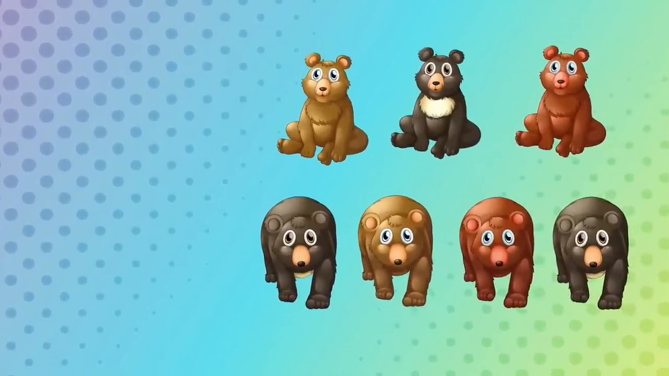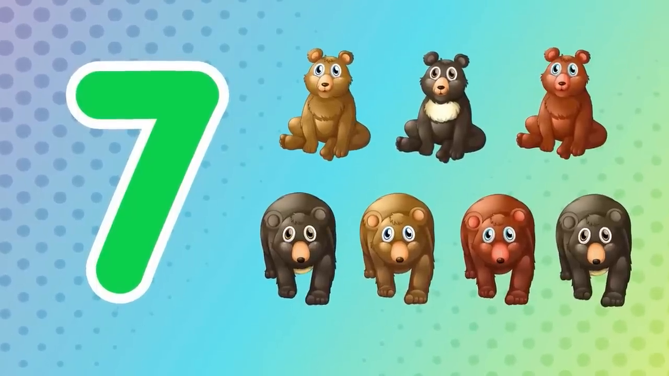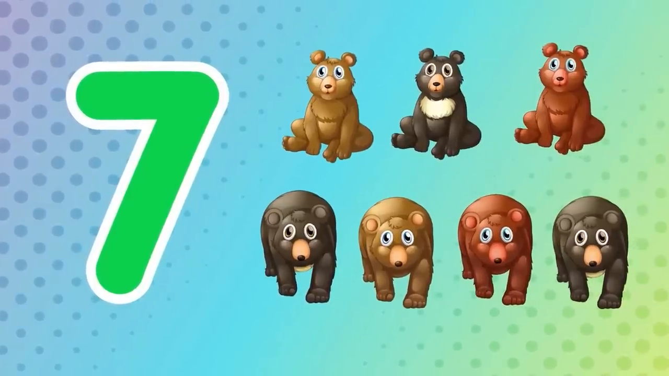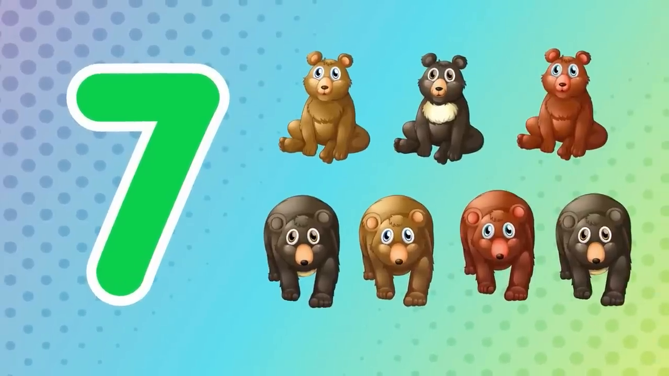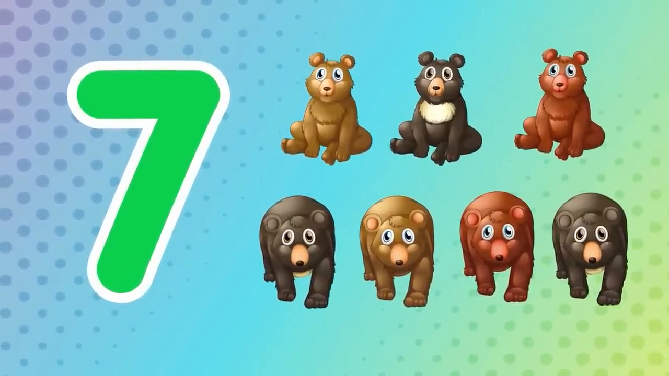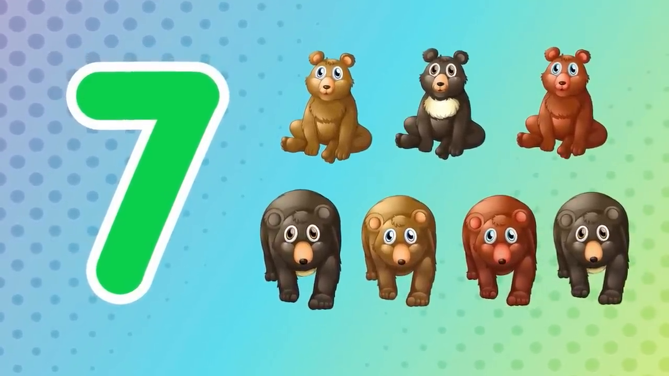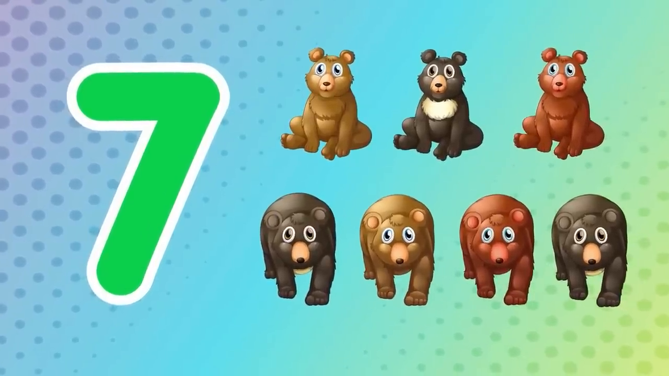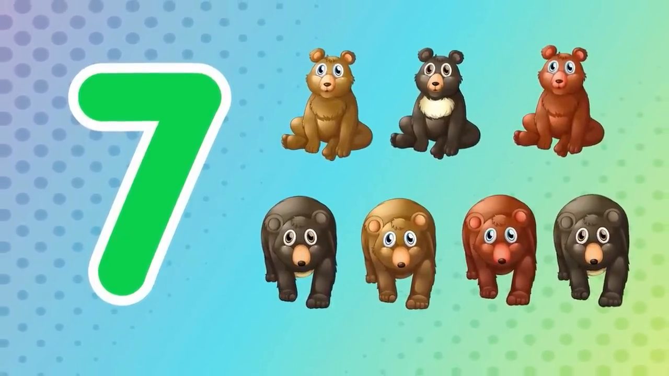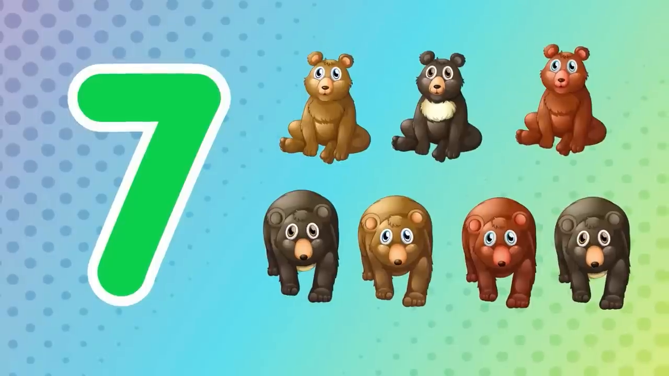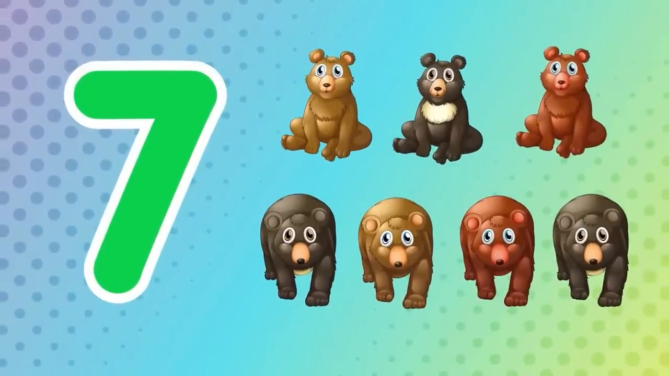How many polar bears can you see on the screen? 1, 2, 3, 4, 5, 6, 7. 7 polar bears. 1 polar bear, 2 polar bears, 3 polar bears, 4 polar bears, 5 polar bears, 6 polar bears, and 7 polar bears. Are you ready to get set 7? Take a ride and reach the cabin.